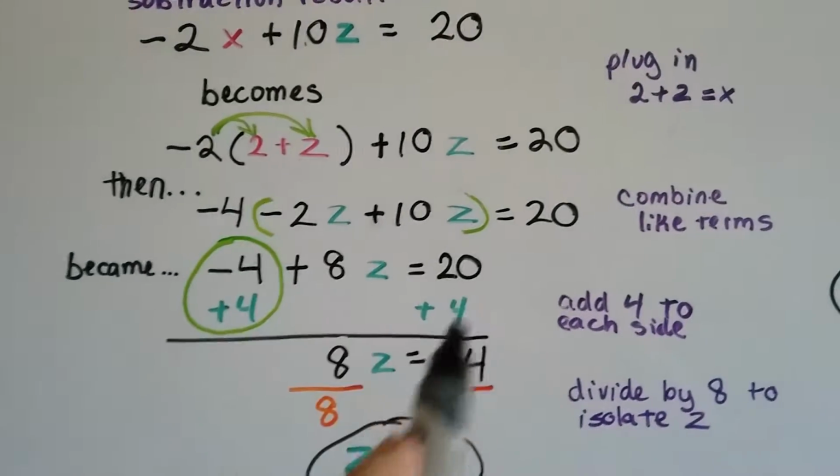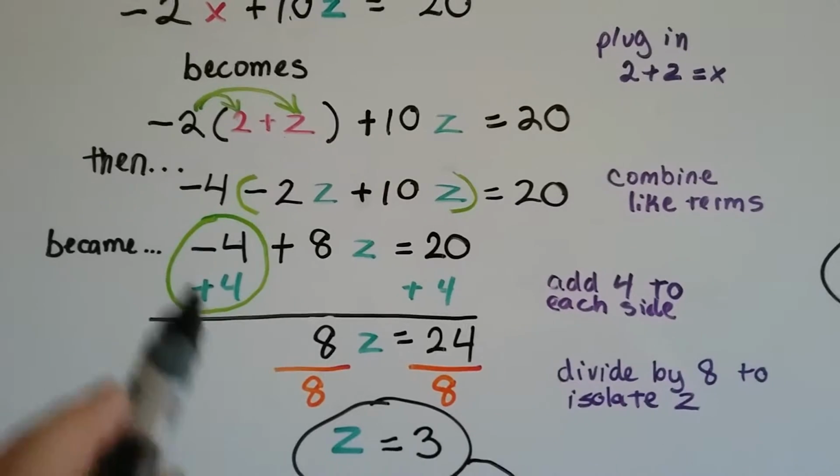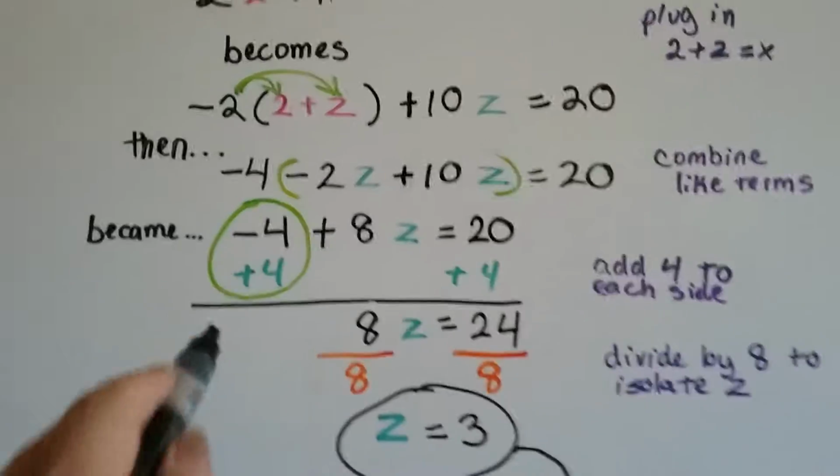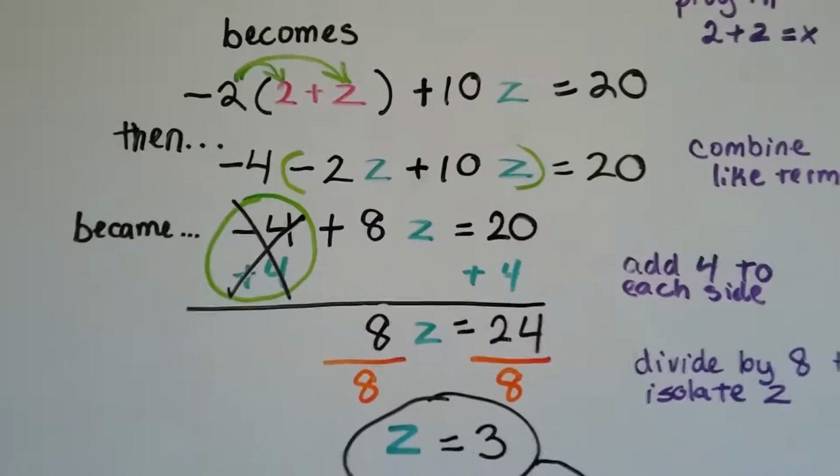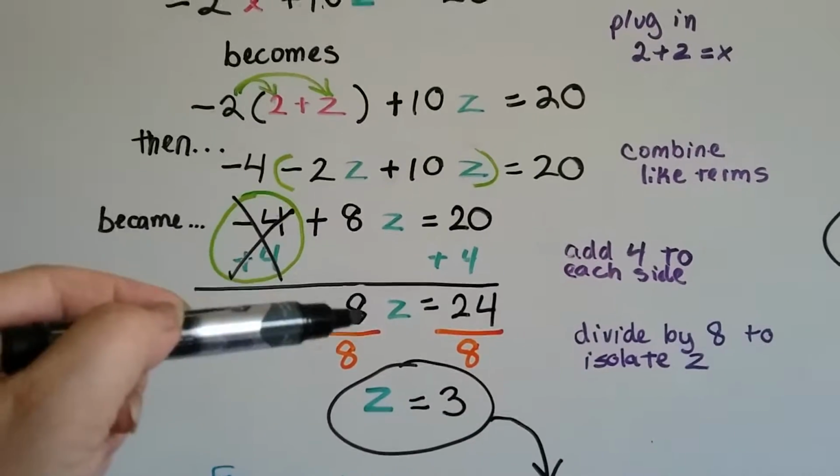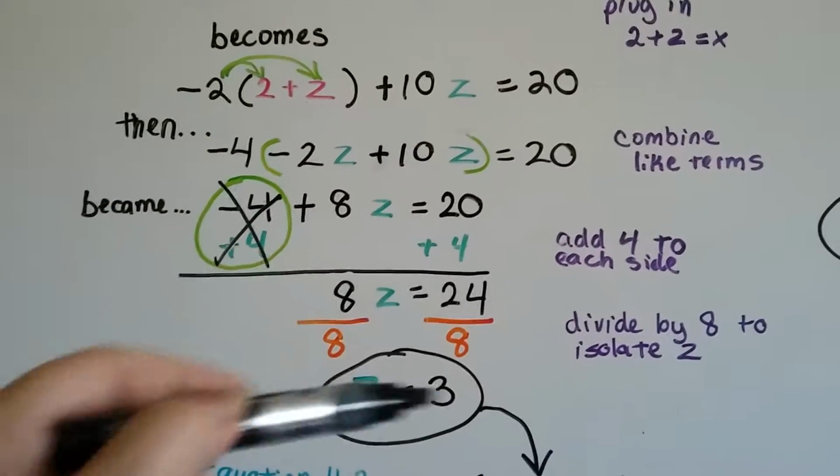Well, we know what to do when we see this. We want to get z by itself. We can add 4 to each side, and we'll eliminate this, won't we? So now we drop down the 8z. 20 plus 4 is 24.